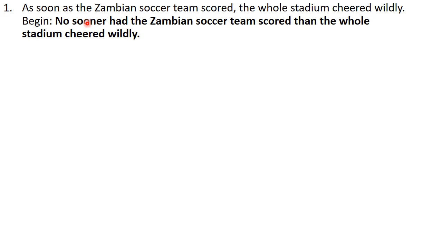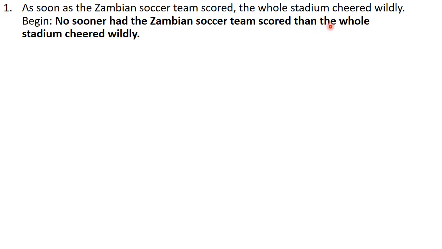Okay, so we start. If the question says begin no sooner, you start no sooner, then you put had. Sometimes they'll say begin no sooner had. But if they just say begin no sooner, don't forget that after no sooner, you need had. No sooner had. Then what happened? The Zambian soccer team scored. So no sooner had, the subject is the Zambian soccer team, the ones who did the action. After the subject, of course, the action in past participle. So no sooner had the Zambian soccer team scored than, because it's no sooner, it goes with than.